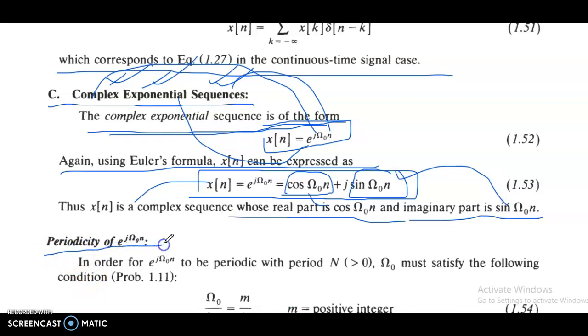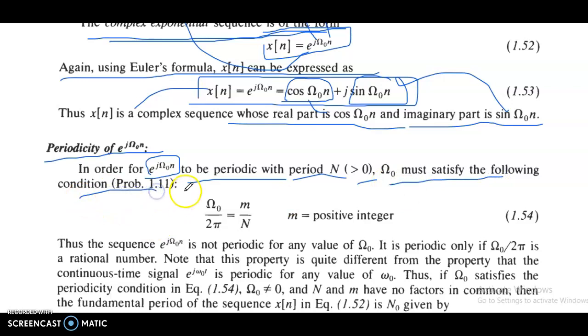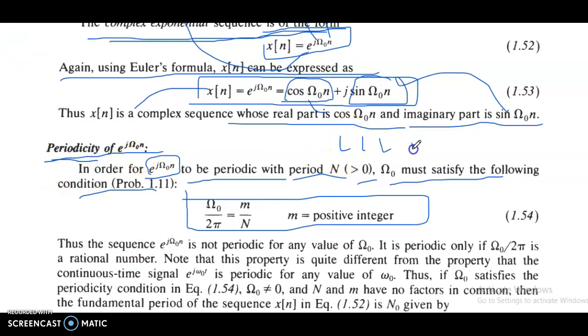Periodicity of e power j omega naught n. In order for e power j omega naught n to be periodic with period N, N greater than 0, omega naught must satisfy the following condition: omega naught divided by 2 pi equals m by N, where m is a positive integer. Periodicity, the name itself says some period.